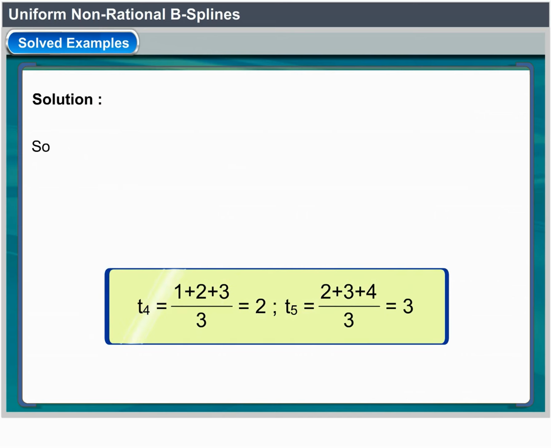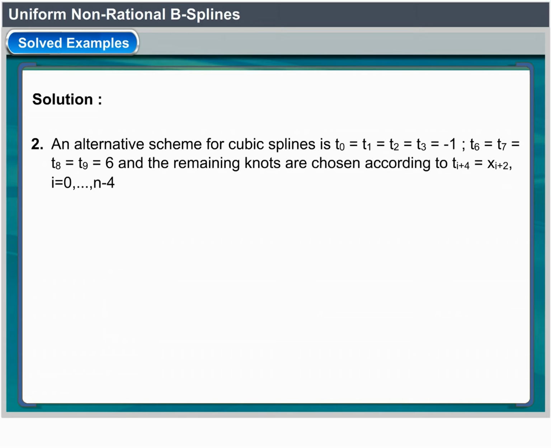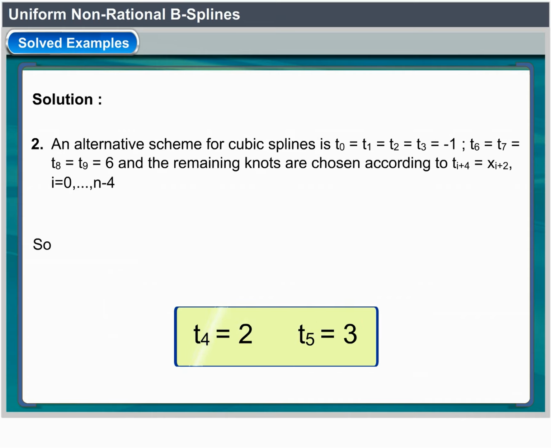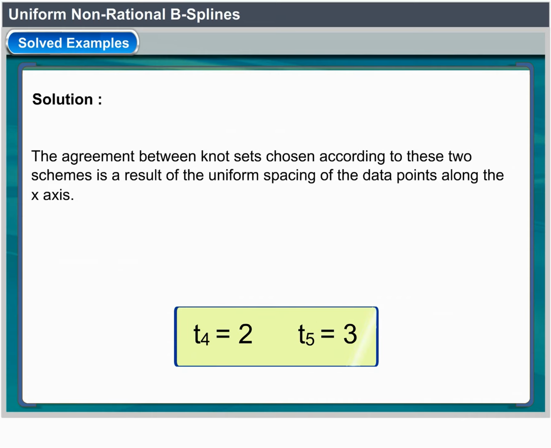An alternative scheme for cubic splines is t_0 equals t_1 equals t_2 equals t_3 equals -1 and t_6 equals t_7 equals t_8 equals t_9 equals 6, and the remaining knots are chosen according to t_{i+4} equals x_{i+2}, i equals 0 going up to n-4. So t_4 equals 2, t_5 equals 3. The agreement between knot sets chosen according to these two schemes is the result of the uniform spacing of the data points along the x-axis.